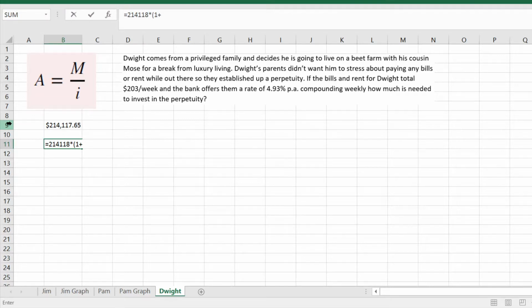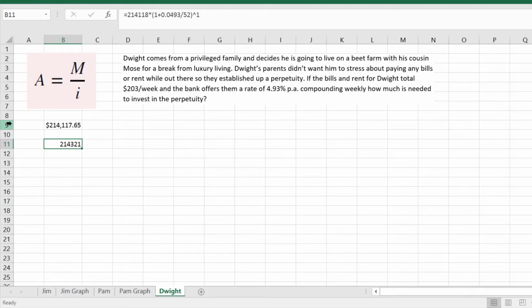Now, remember, the I value here is not 0.0493. It's 0.0493 divided by 52 because it compounds weekly. Now, we could work out how much we get over the year, but we don't want to do that. Why don't we want to do that? Because that $203 is going to be subtracted from our perpetuity every single week. They're the bills that come out through rent and different things like that. So we want to find out how much money we get per period. Because it compounds per week, we're just going to put it to the power of 1.